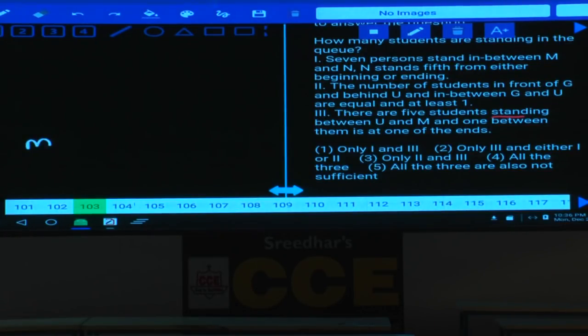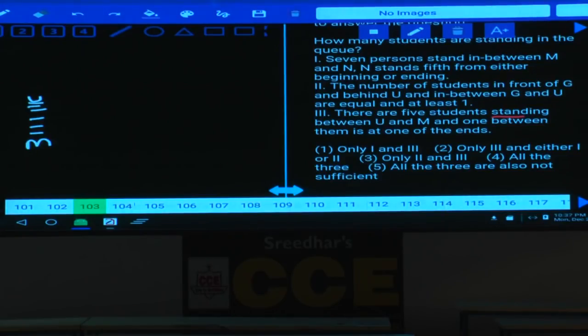If M is at one of the ends of the row, how many persons are there in between U and M? 1, 2, 3, 4, and 5 persons between U and M. There are 5 persons between U and M, isn't it? Between these 2 persons, 1 is at an end.